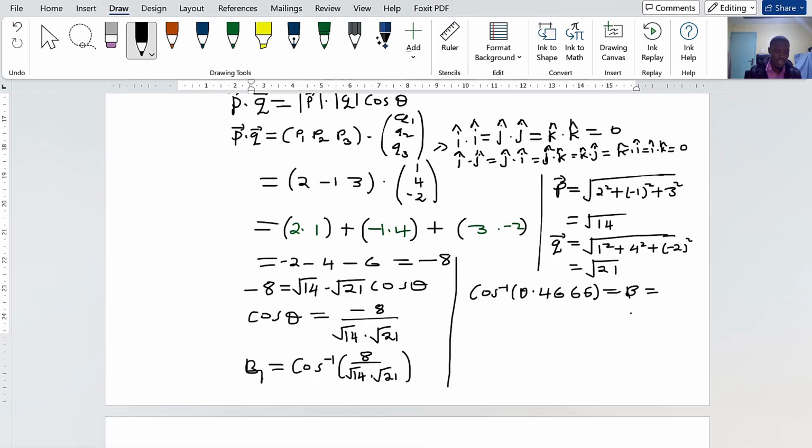So, cos inverse of 0.466. Close the bracket. The acute angle is 62.19 degrees. Now to get the other angle, to get theta, we look for where cos is negative.